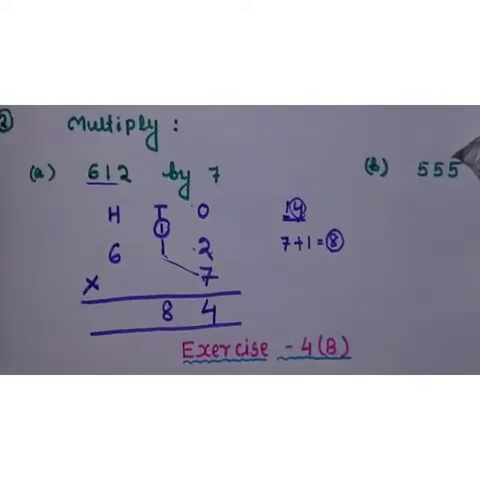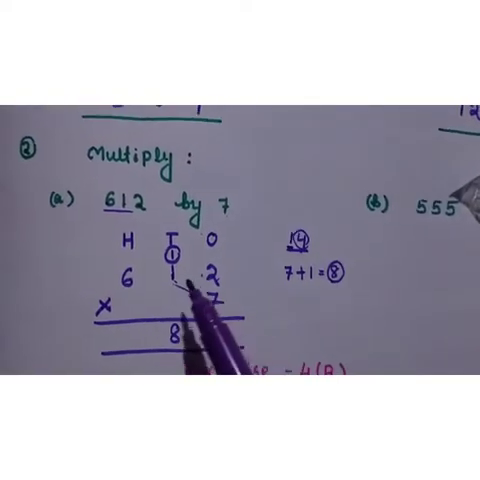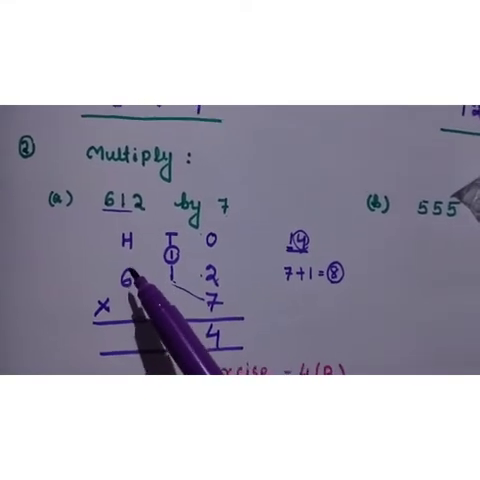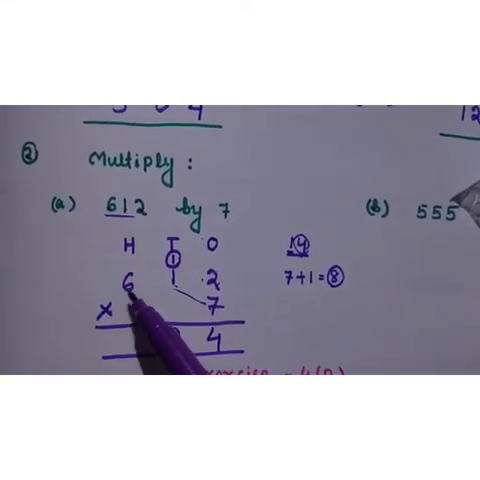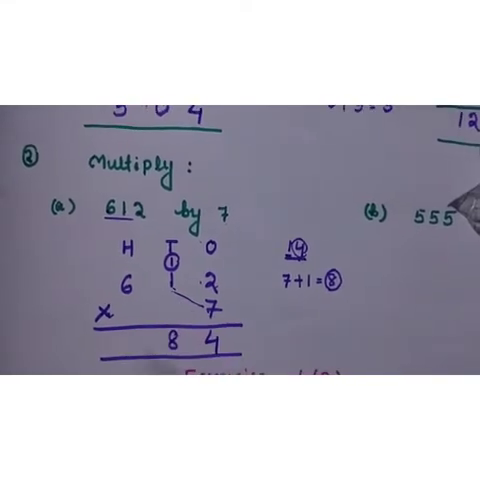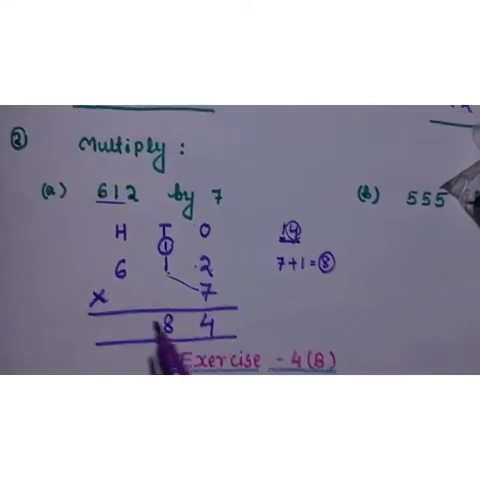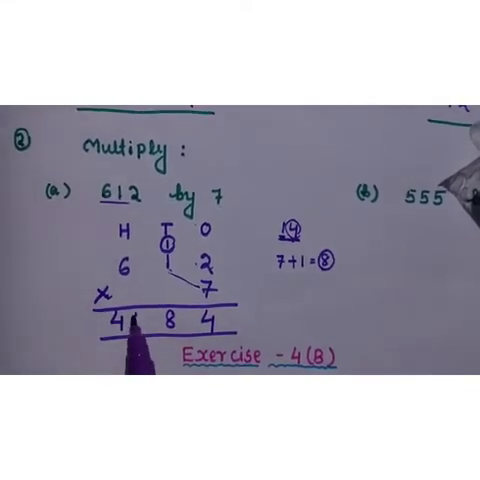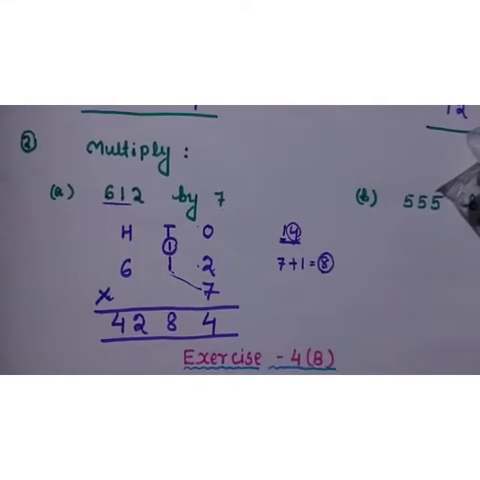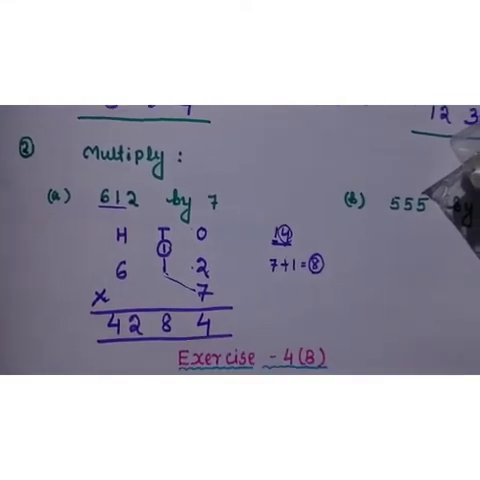Now we multiply the hundreds column digit. The hundreds column digit is 6 multiplied by 7. And what is the value of 6 multiplied by 7? 6 7s are 42. Understood, students? So in this way we will find out the product.